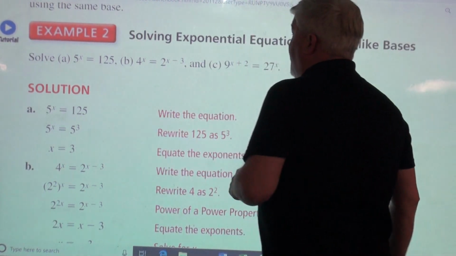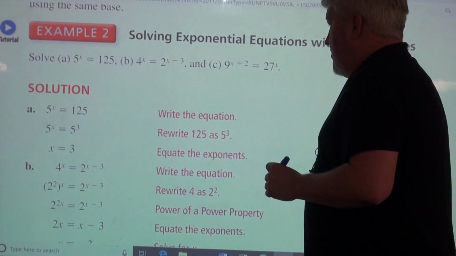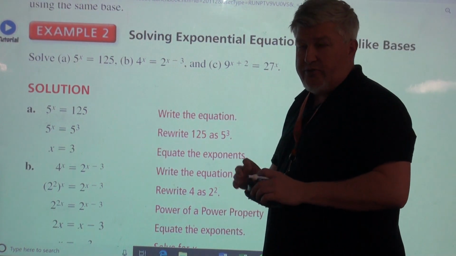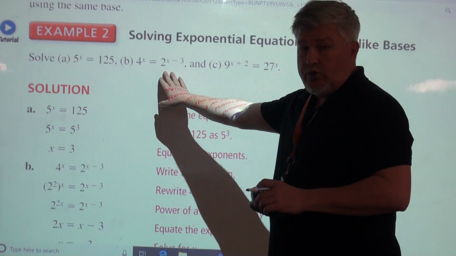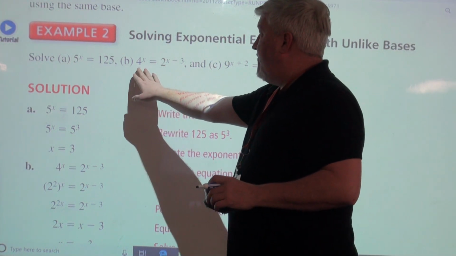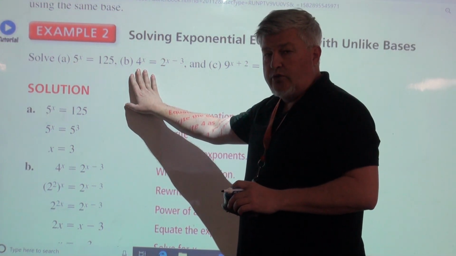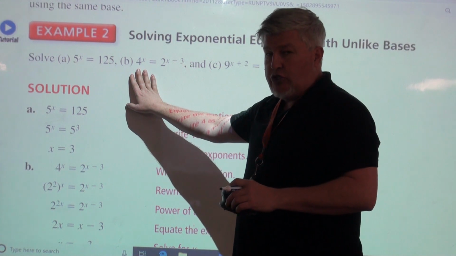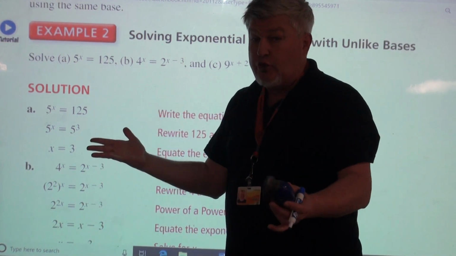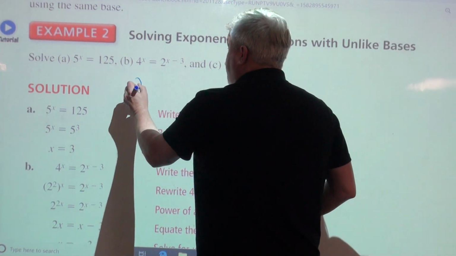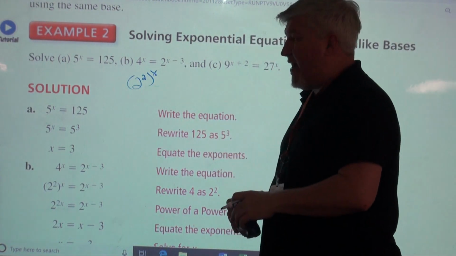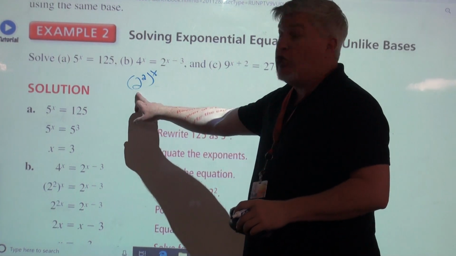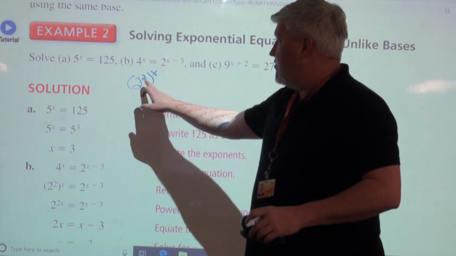The next one says 4 to the x equals 2 to the x minus 3. Take your smallest base, which is 2. Can I rewrite 4 in base 2? Most of you should know that by now, that 4 is 2 squared, right? So you have 2 squared to the x. That's how you rewrite that. 4 to the x becomes 2 squared to the x.